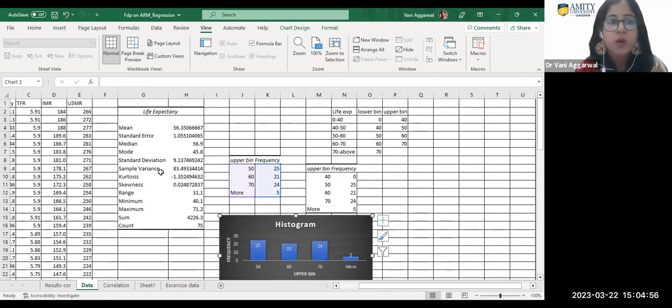Any question, anyone? Now please create a histogram for IMR. As you have descriptive statistics, please take 5 minutes and create a histogram for IMR, please.